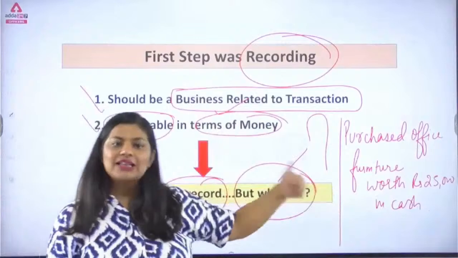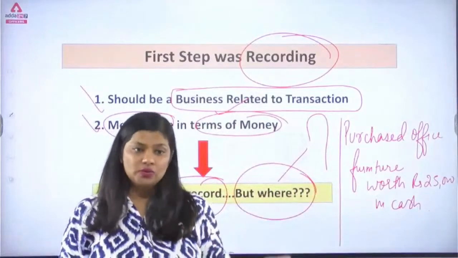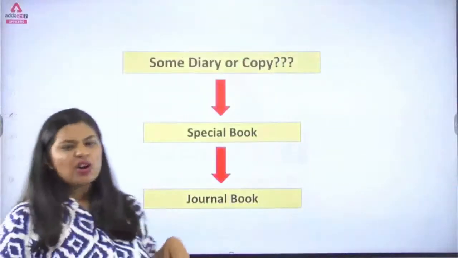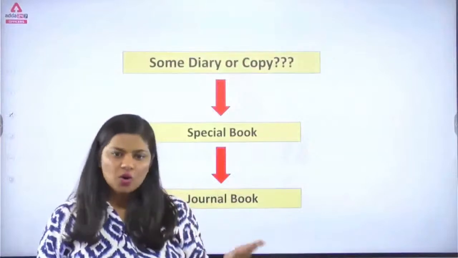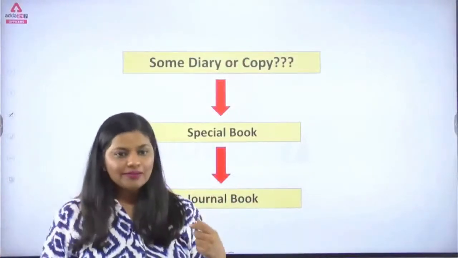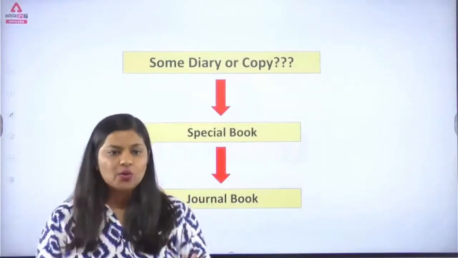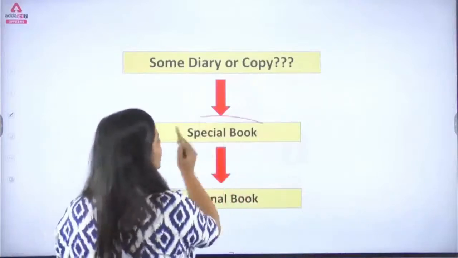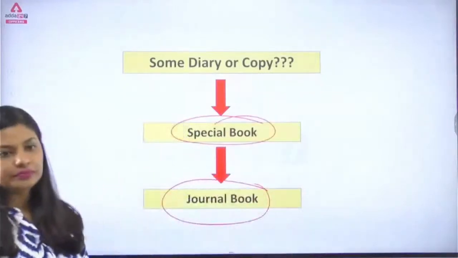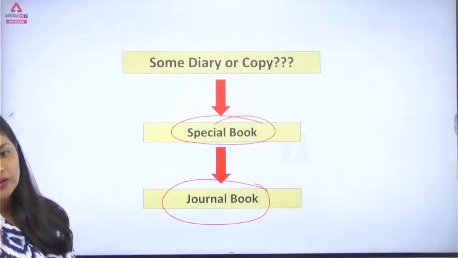We know this is a business transaction. We know it is measurable in terms of money. But the question is, where are we going to record it? So the point is, we will record it in some diary or a copy or an A4 size sheet somewhere. That A4 size sheet or the copy or the diary that you're going to record in is basically a special book which we call journal. So that book has a name and the name is journal book.